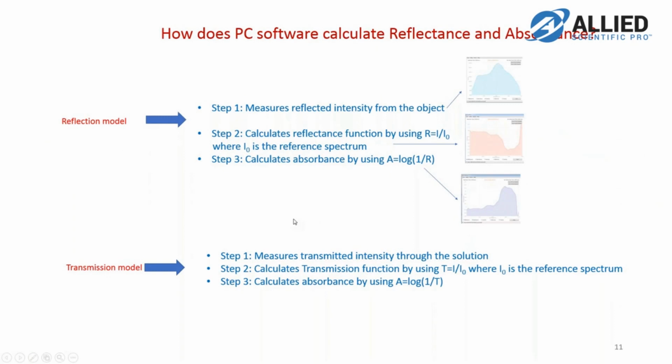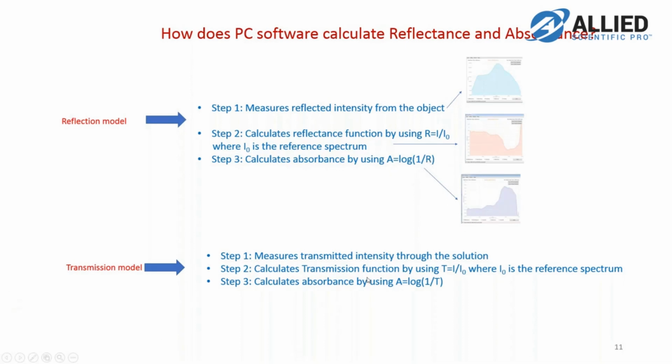So how does the PC software calculate reflectance and absorbance? Step 1, it measures reflected intensity from the object. Then step 2, it calculates the reflectance function by using R equal to I over I0, where I0 is a reference spectrum that has been recorded by the factory, and then it calculates absorbance by using this formula: absorbance is equal to log of 1 over R. And that will give you this plot here.